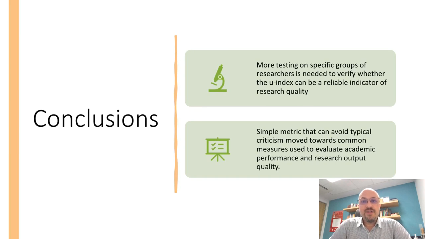So in conclusion, while definitely more testing on specific groups of researchers is needed to verify whether the index can really be a reliable indicator of research quality in many different contexts, I believe that it is a simple metric that can still avoid the typical criticism that has been moved towards the other more established common measures that we have used so far. And it's something that I think we can adapt and can help us in assessing, as I said, our own impact or the impact of possible new hires or colleagues and so on.